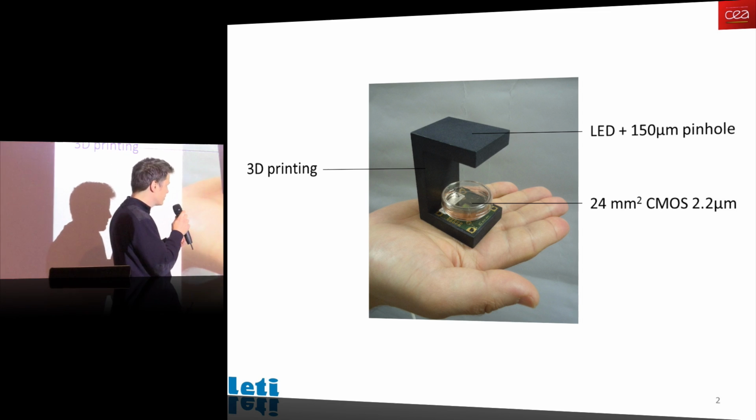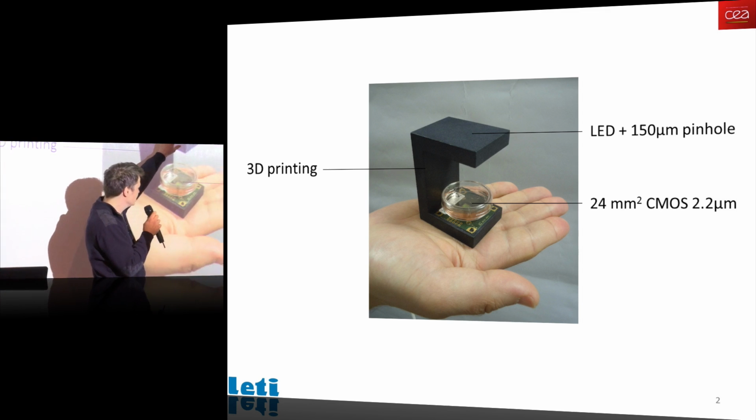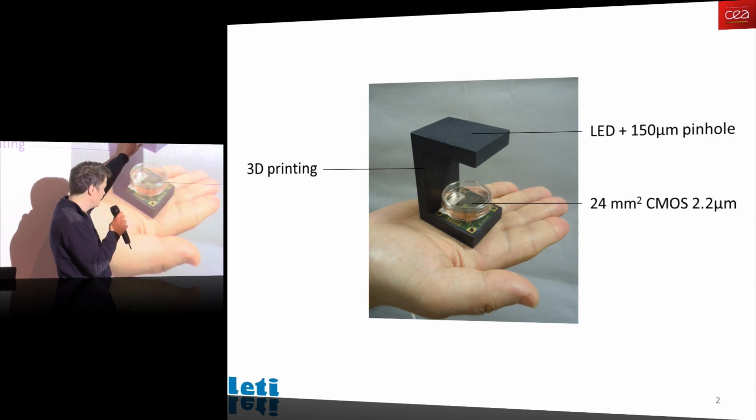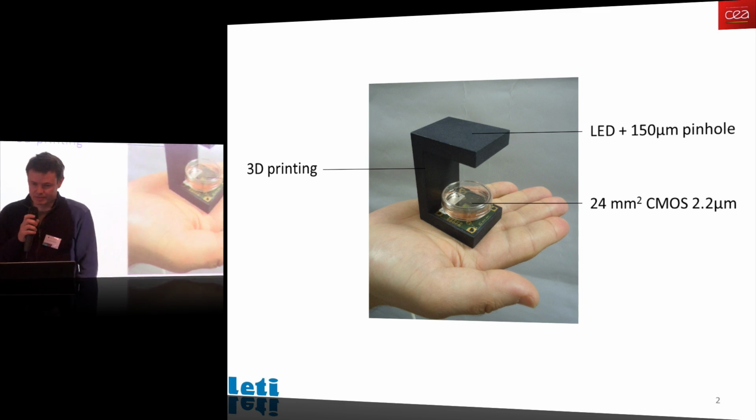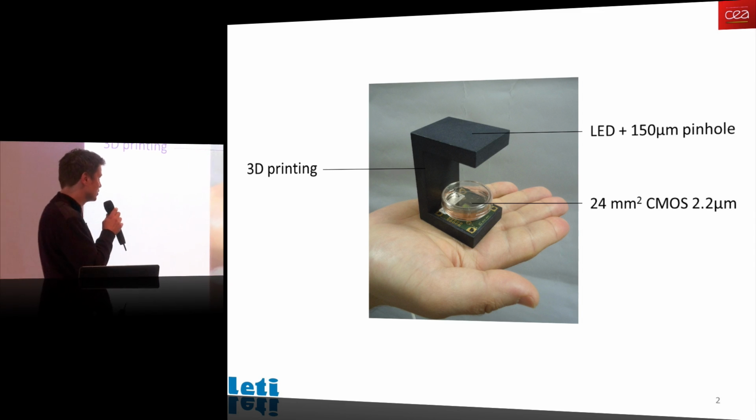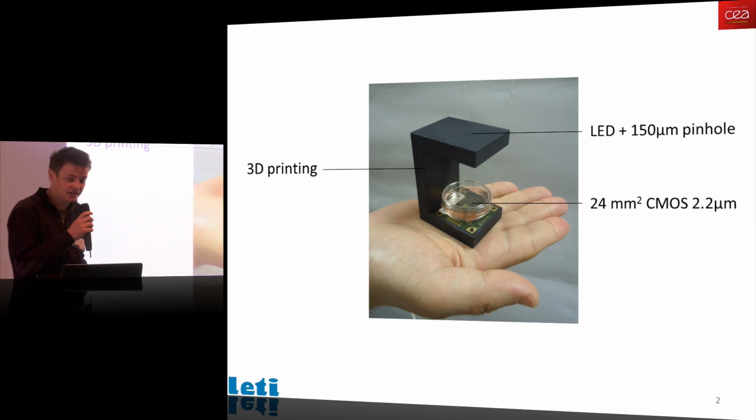What remains from a standard microscope is the illumination. We use an LED and a CMOS sensor. And as you see, there is no lens. That's the name of the microscope. It's what defines the microscope. There is no magnification, no lens anymore.